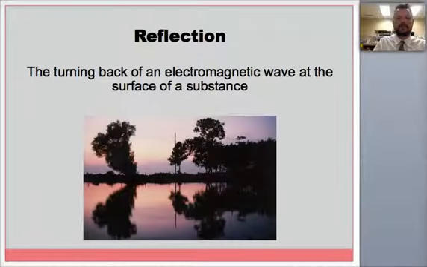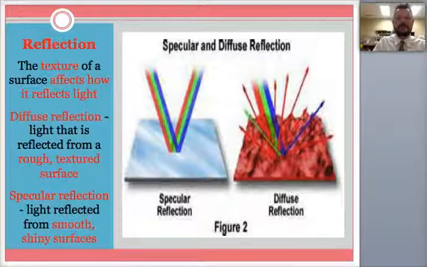Reflection, the turning back of an electromagnetic wave at the surface of a substance. The texture of the surface affects how it reflects light. Diffuse reflection is light that is reflected from a rough textured surface. Specular reflection is light that reflects from a smooth, shiny surface. You can see in the image that the diffuse reflection scatters the light waves, while in the specular reflection, the light waves stay in one solid beam.